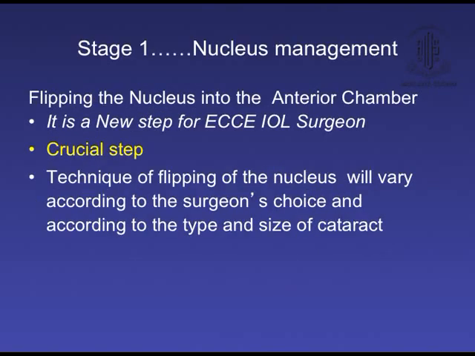Now we will be talking about each stage in detail. Stage 1 is nucleus management. In this, the flipping of the nucleus into the anterior chamber is done. It is a new step for an ECCE IOL surgeon and is the most crucial step. The technique of flipping will vary according to the surgeon's choice and according to the type of the cataract.